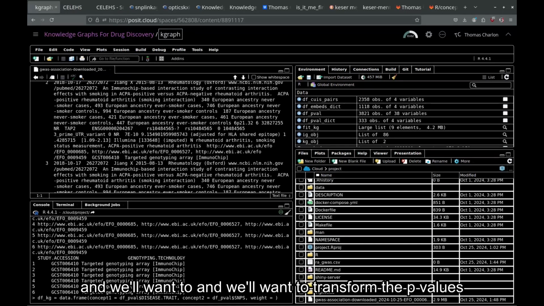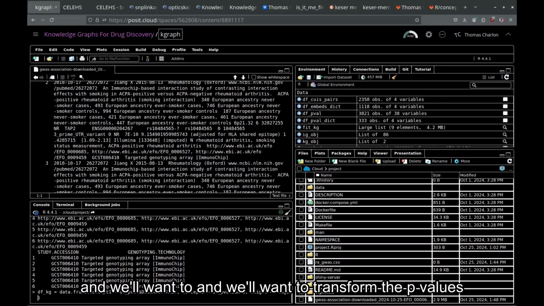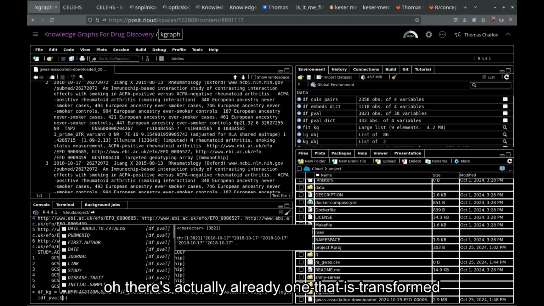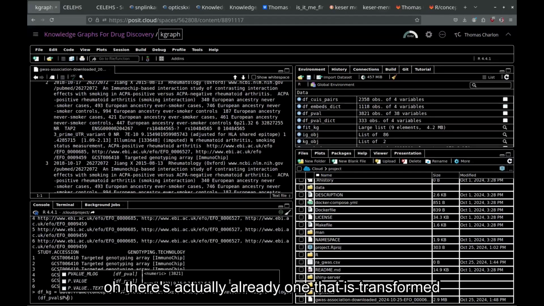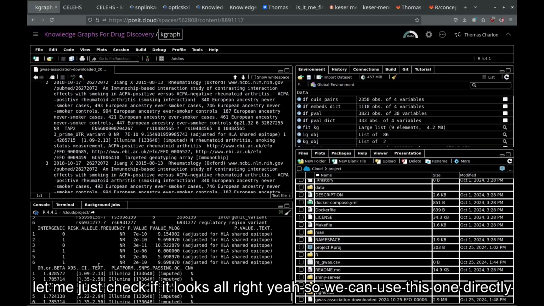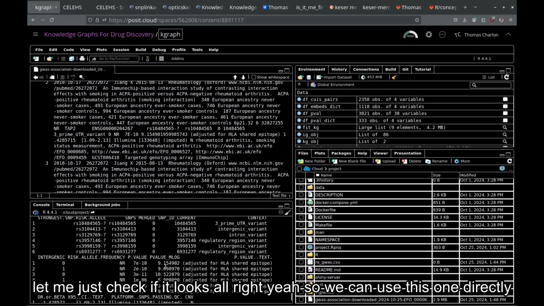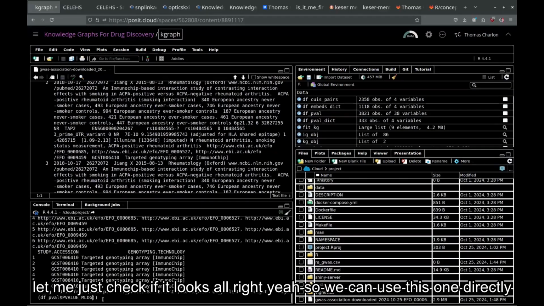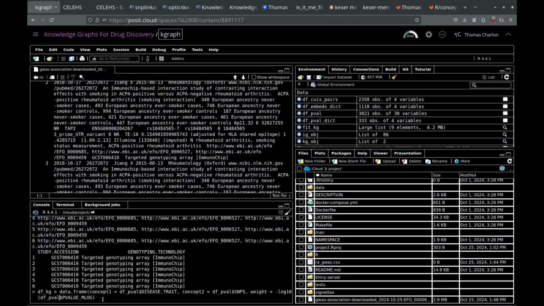And we'll want to transform the p-values. Oh, there's actually already one that is transformed. Let me just check if it looks all right. Yeah. So we can use this one directly.